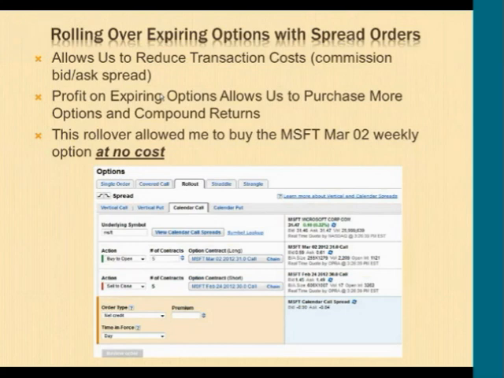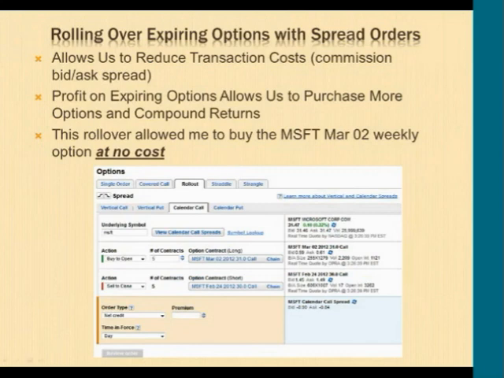And this is an example of an option spread order that I actually use to roll over these weekly options. If the option still qualifies under our Prime Trade Select process, then we will elect to roll over that option to the following week. And when we roll over, it allows us to compound our returns, and any profits on the rollover reduces the cost basis and the risk.